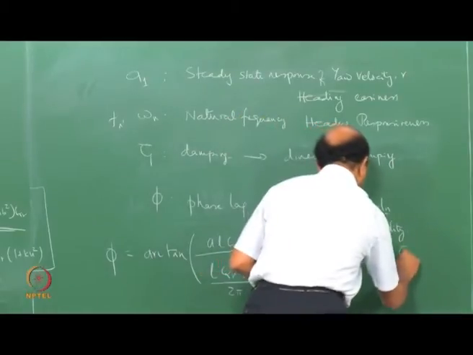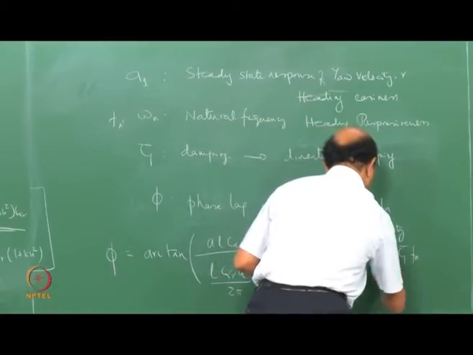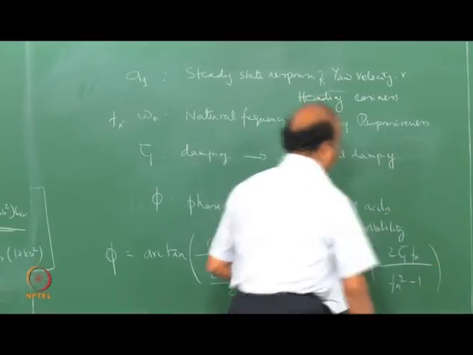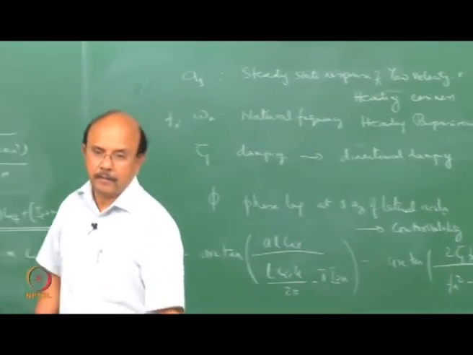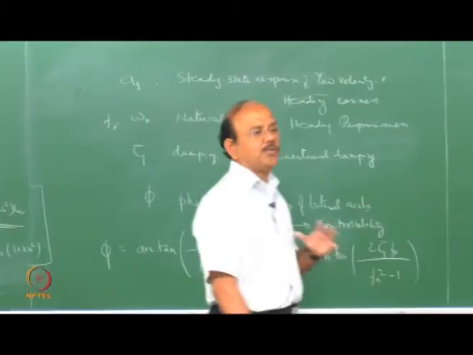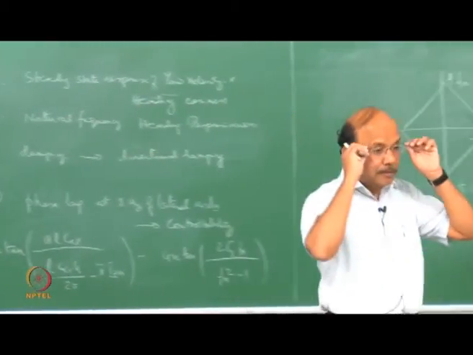I'm slightly doubtful whether there is a 2 here or not. Fn divided by Fn squared minus 1. Just check this. I think it should be right, but check whether that's correct. Now, there is one small issue. What's the issue with all these expressions?